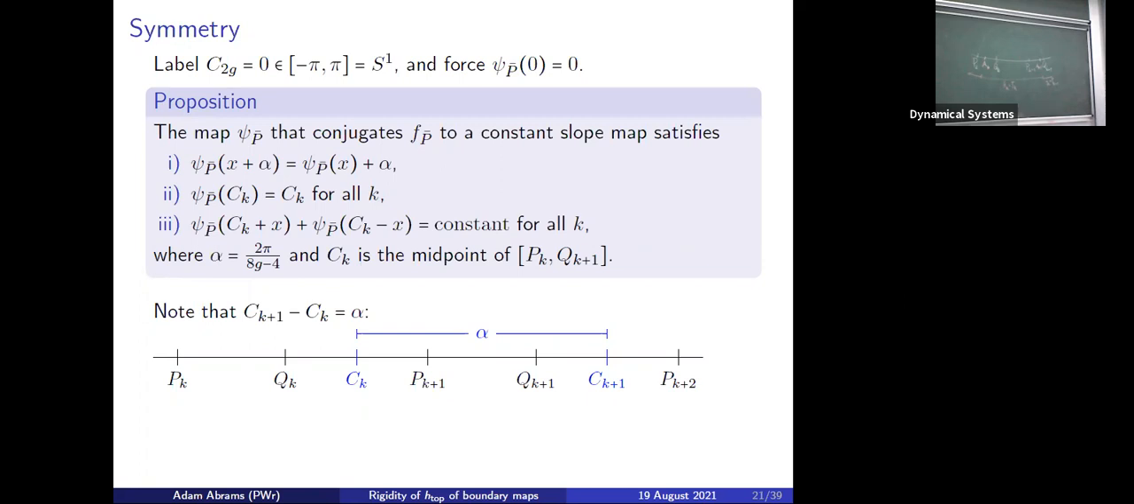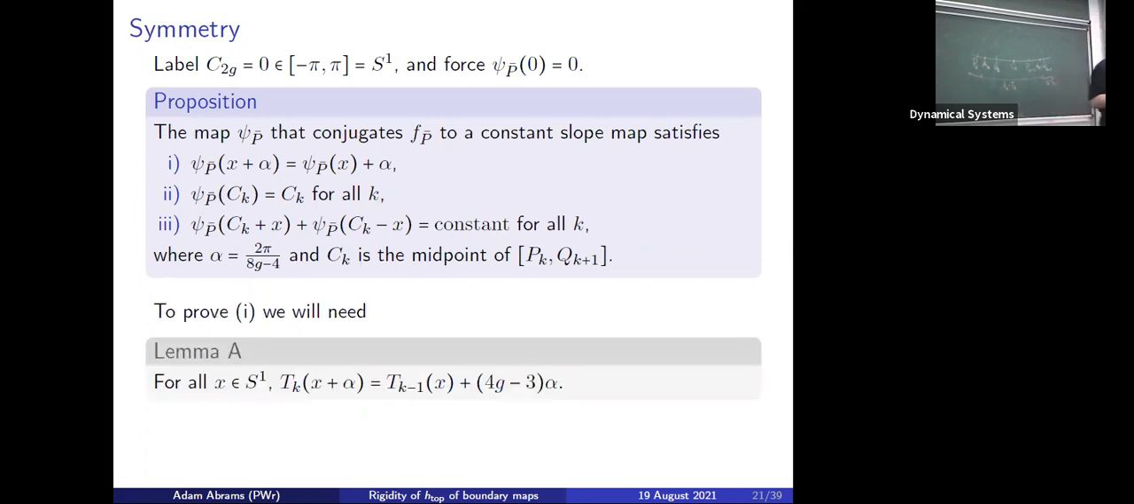Property 1 is this translation symmetry. Property 2 is that it actually fixes all of those midpoints of intervals. You don't have to turn the lights back on, but I should add CK to this picture. Property 2 says that all of those points CK are fixed. And property 3 is this central symmetry. So alpha is the distance between P1 and P2, but it's also the distance between C1 and C2 and so forth, because everything is on a regular polygon.